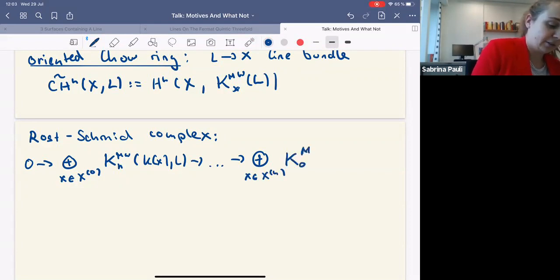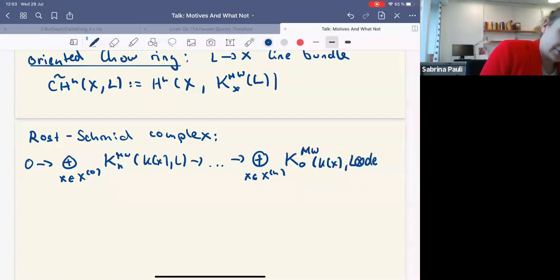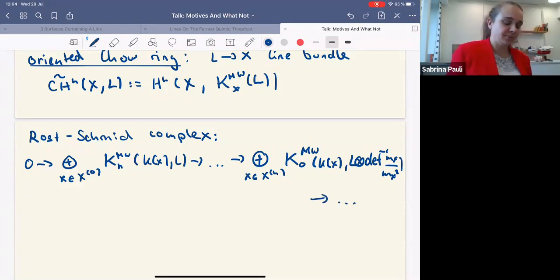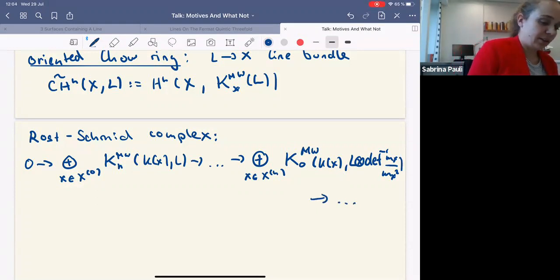K0 Milnor-Witt. Along all of those steps, we decrease this n by 1 until we get to 0, and we increase this by 1 until we get to n of K of X again. And now twisted by L tensor, we have to add something here, namely the dual of mx over mx squared. This is the maximal ideal defining X. And then it even continues. So I want to try to explain a little bit more what this here is.